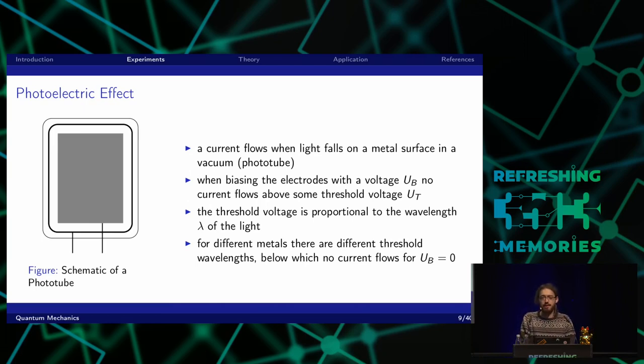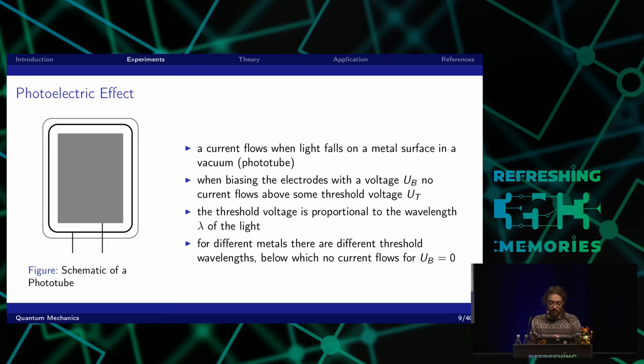But the peculiar thing is that if we use a bias voltage across the two terminals of this tube to stop the electrons, we see that the bias voltage that completely stops the flow is not proportional to the intensity of the light that is incident onto the tube, but it's proportional to the frequency of the light that's incident on the phototube. And that was, again, really weird for the people of the time, because the frequency shouldn't make any difference for the energy.